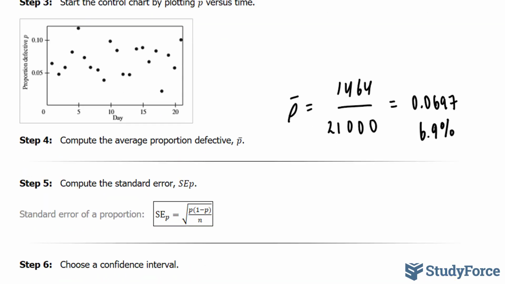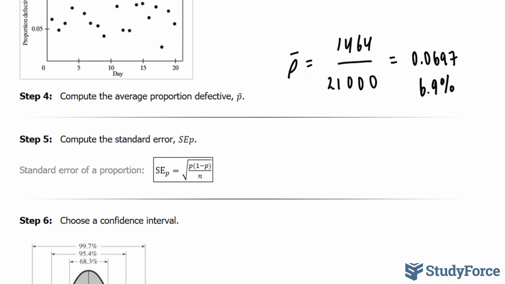The next thing that we have to do is compute the standard error, which is represented by SE subscript P. The standard error for a proportion in which the probability P of success of a single event is given by this formula. But unfortunately, we don't have the exact probability. And in fact, it would probably be impossible to find that. So instead of using the actual probability, we'll use what we know, which is P bar.